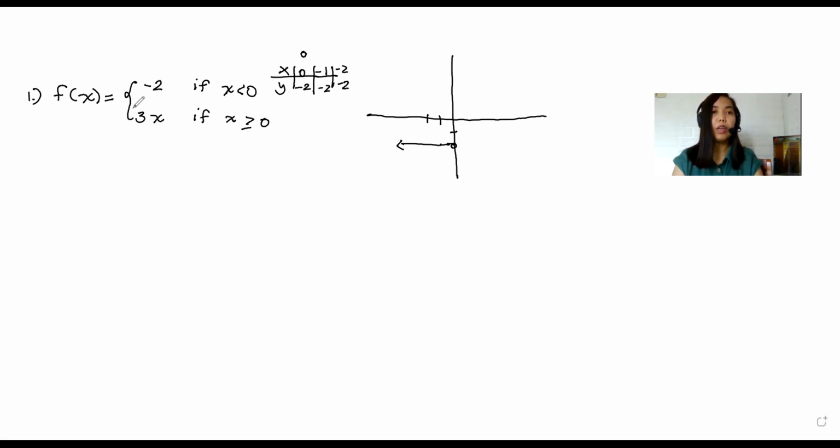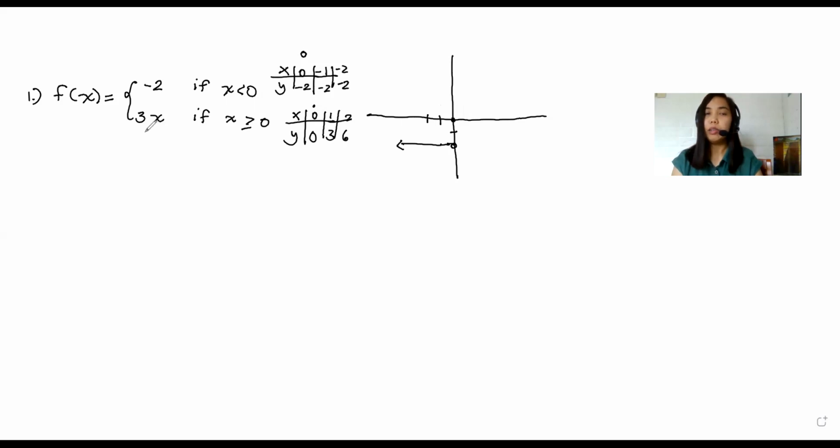The second one, f of x is 3x if x is greater than or equal to 0. So this is closed at 0, from 0 up to positive infinity. So we have 0, 1, 2. If x is 0, y is 0. If x is 1, so 3 times 1, y is 3. If x is 2, so 3 times 2, y is 6. So we have 0, 0, and it's closed since we have here greater than or equal to 0.